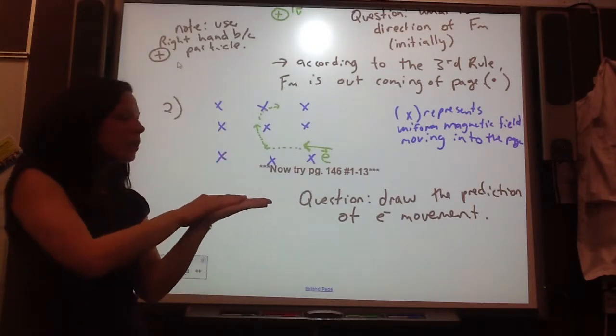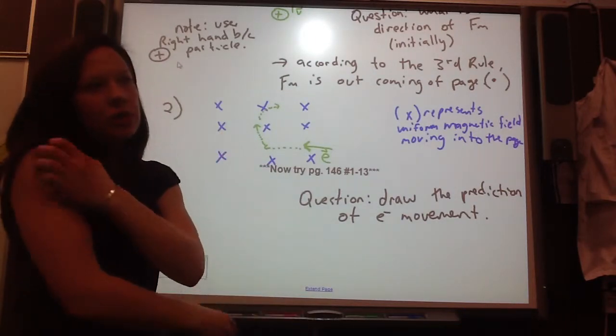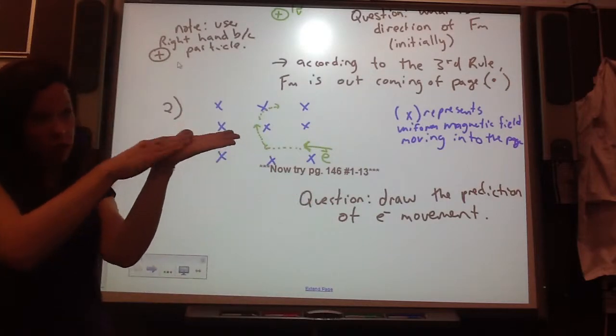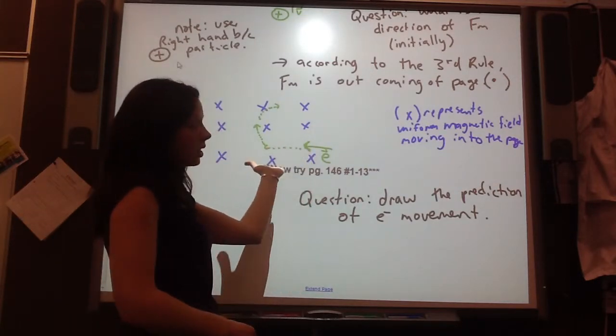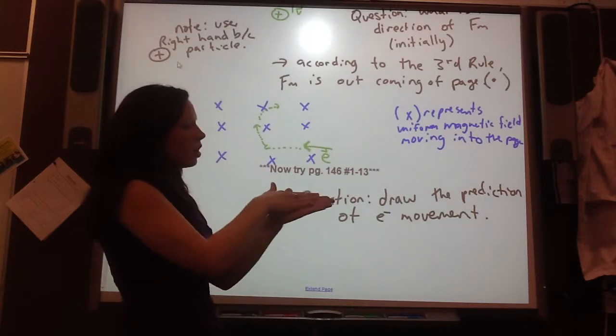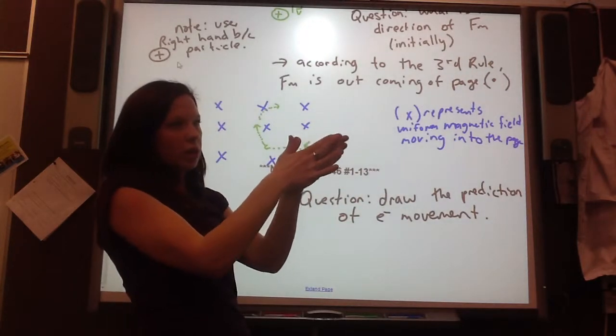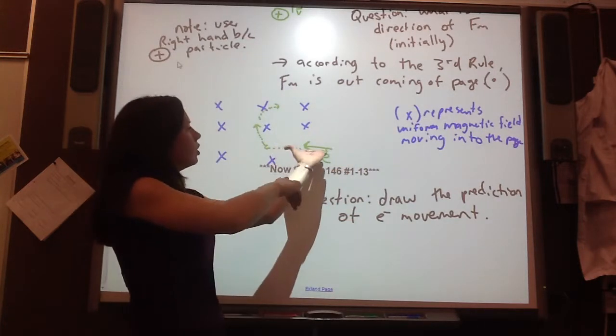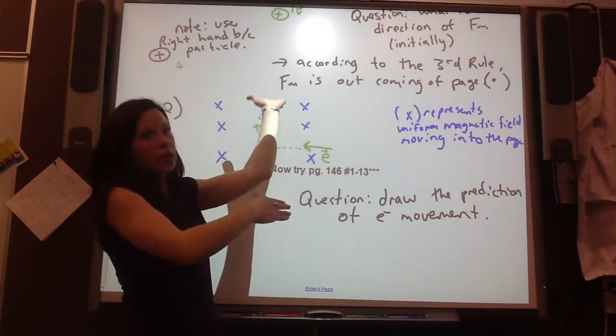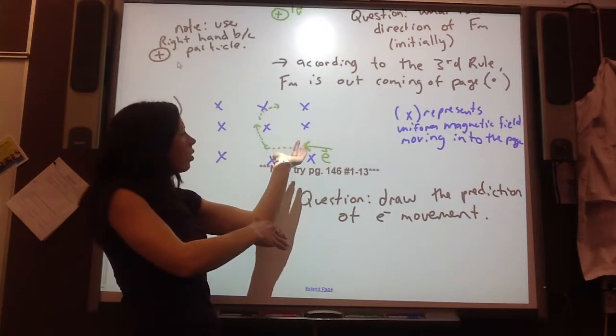You should just decide which way you like to do it. So say you like to do the palm. Your palm always faces up, or is always in line with your index finger. So if this is going in, your electron's going this way, force is going up. Or like this.